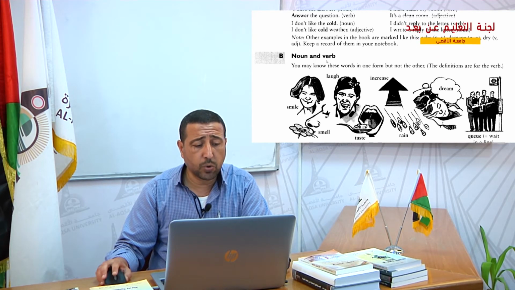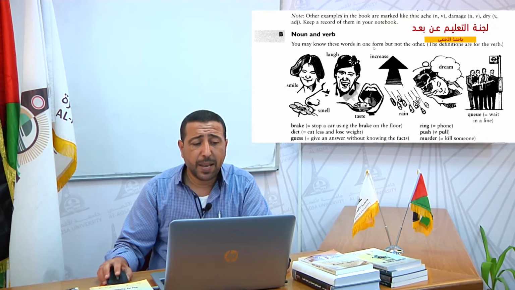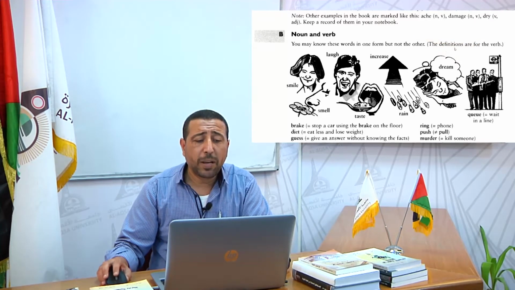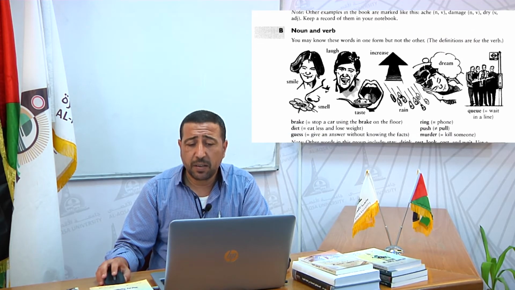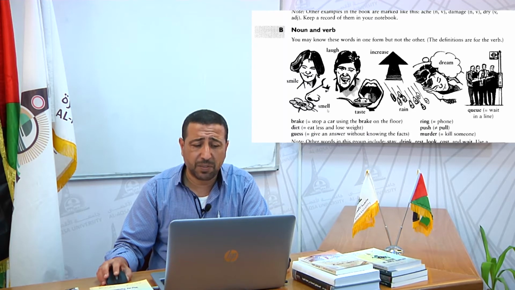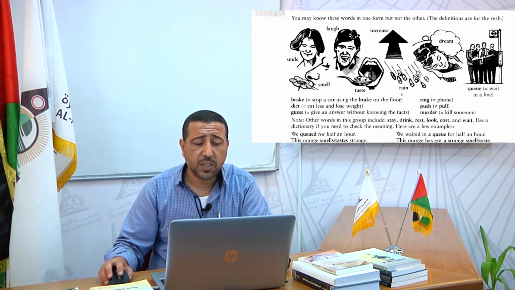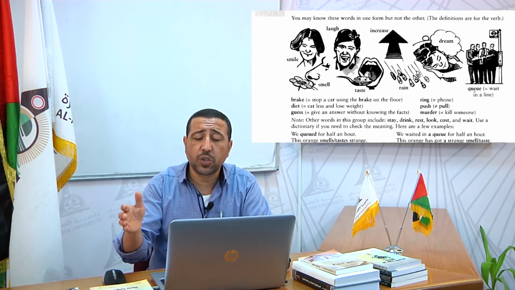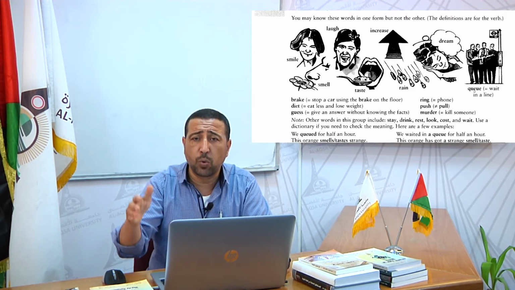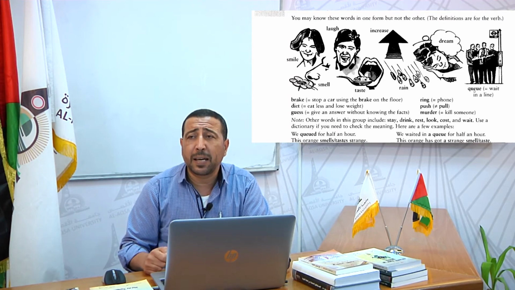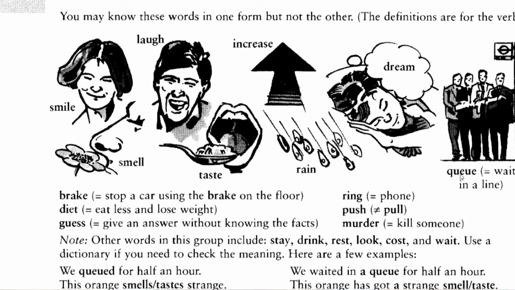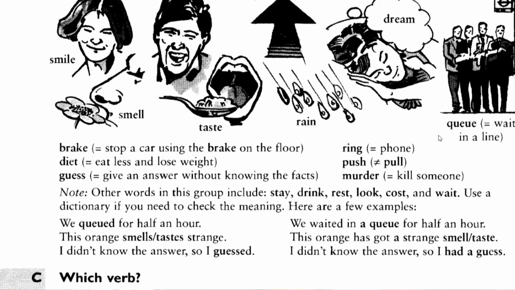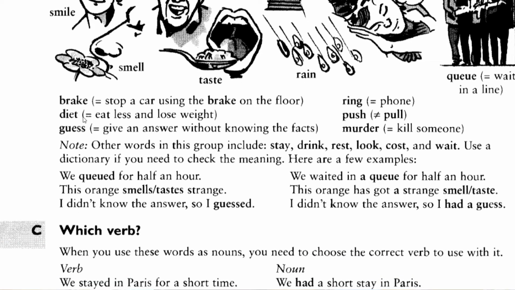Okay, let's go to number B. Noun and verb. You may know these words in one form but not the other. The definitions are for the verb. Here we have different words: laugh, smile, smell, increase, taste, rain, dream, queue. Queue is to stand or wait in a row. For example, if you'd like to get your money from the cash machine, you can wait in a line. It is pronounced queue.